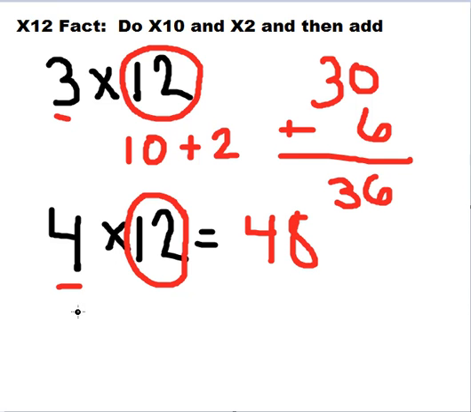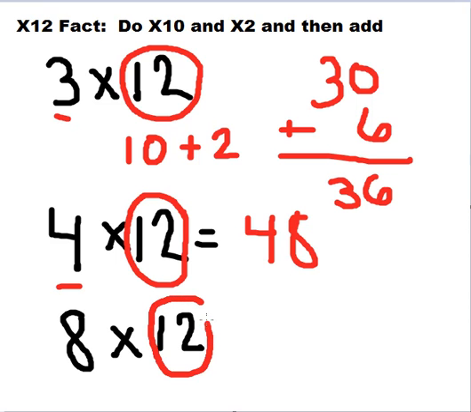Some of the harder ones, say 8 times 12, you might have to write out. So let's take a look at that one. We're going to circle the 12. We're going to underline the 8. We're going to do 8 times 10. We get 80. 8 times 2 is 16.